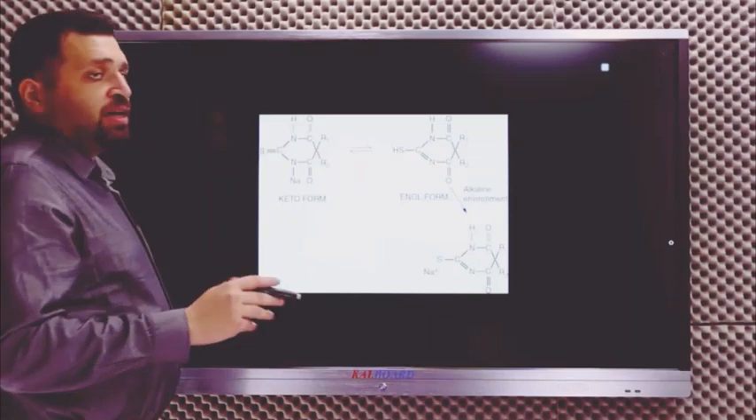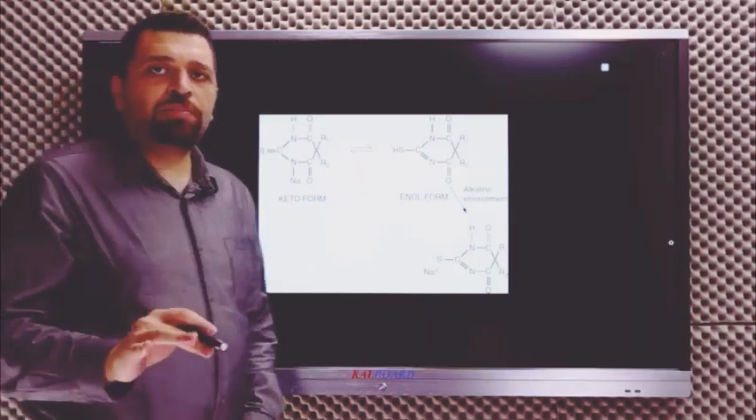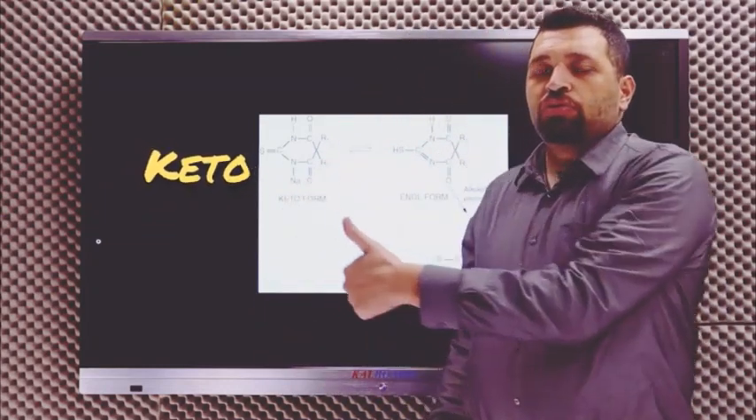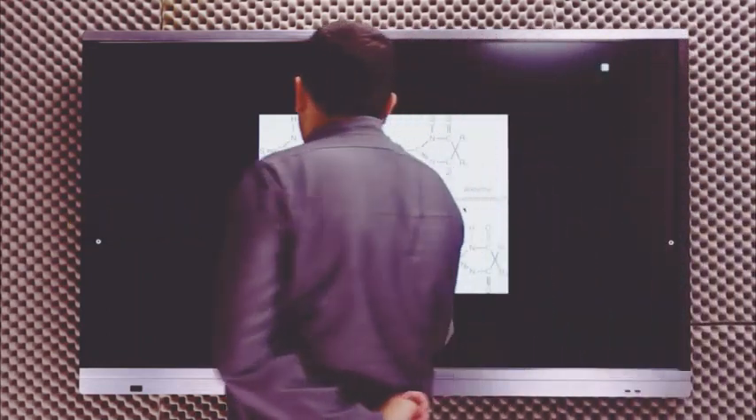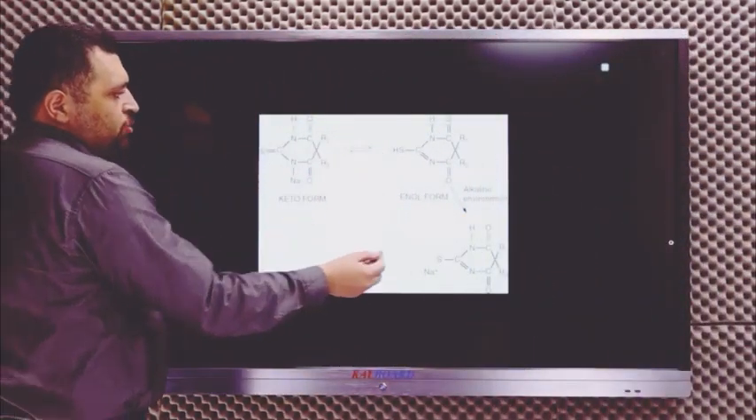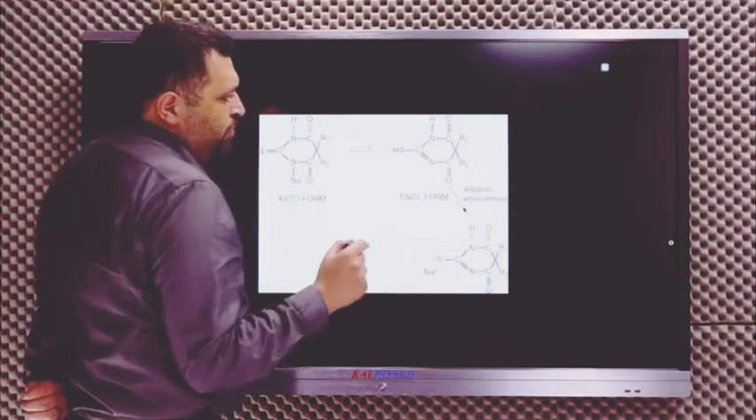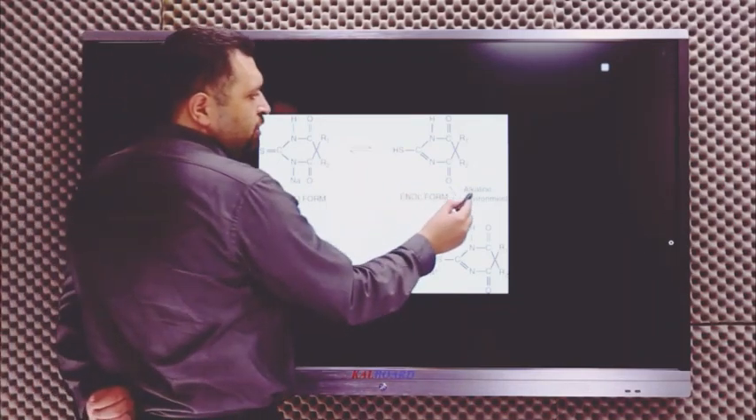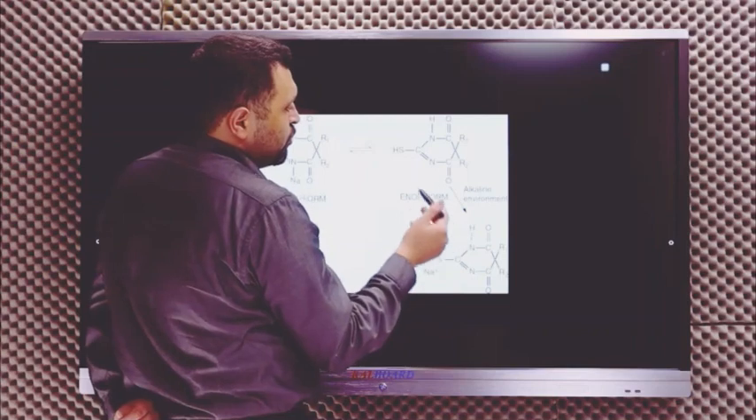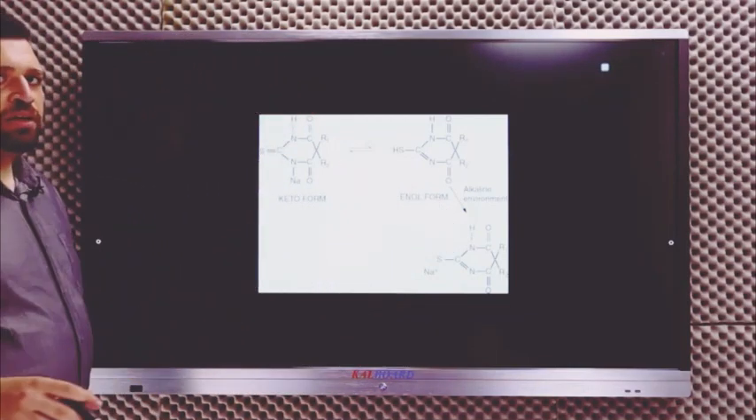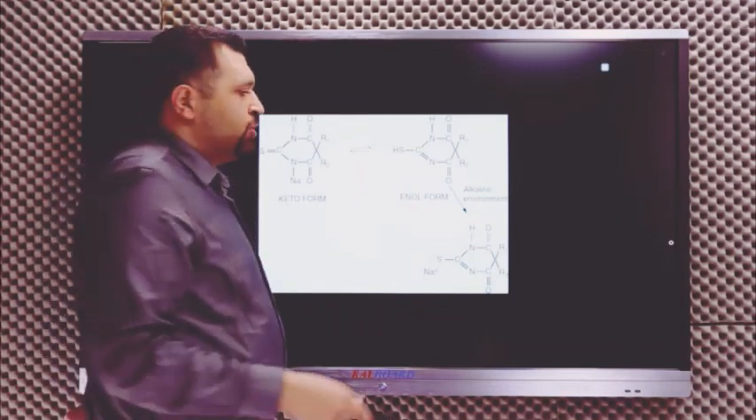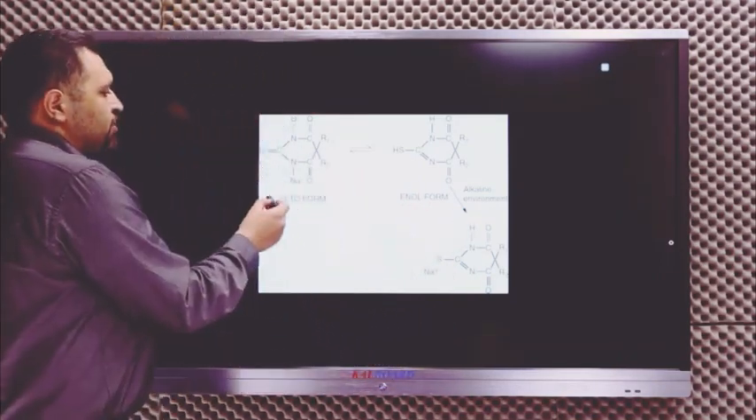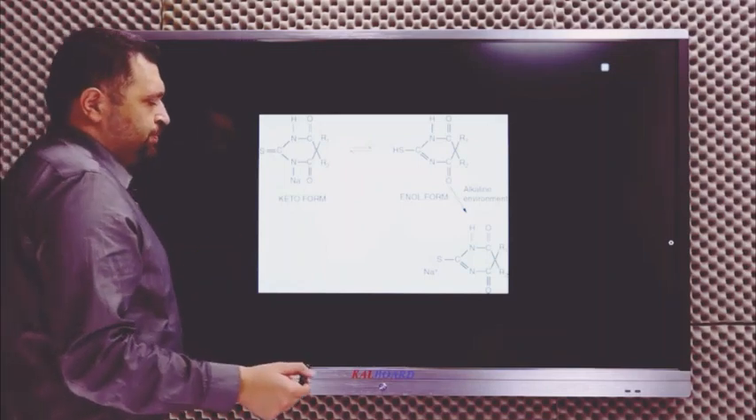Here we can see that thiopental, or any barbiturate, has two main isoforms, the keto form and the enol form. Here we have the keto form, and here we have the enol form. Look here, it says alkaline environment. So when you put the barbiturate in an alkaline environment, it will transform into the enol form. But when you put it in an acidic environment, it will remain in the keto form.